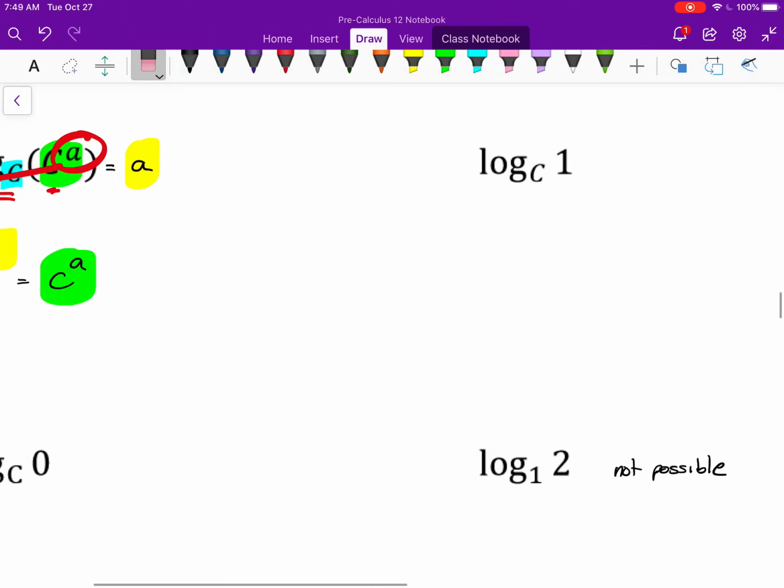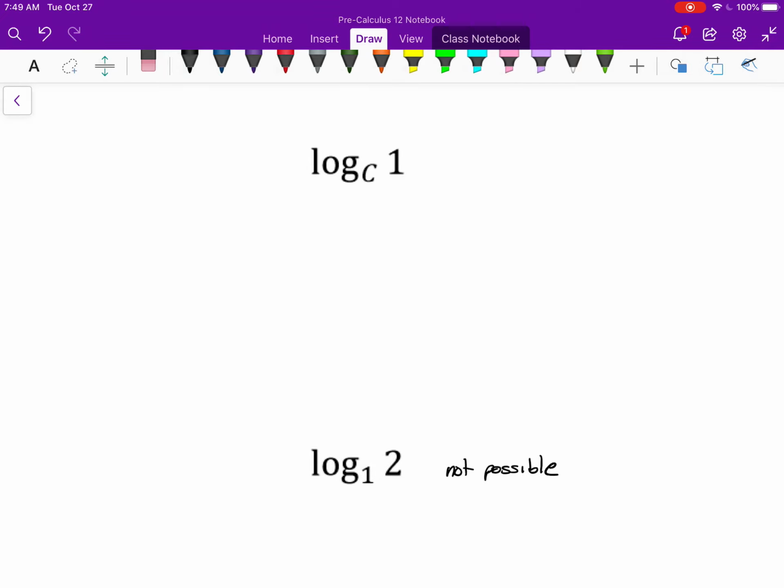With that said, let's look at this. Log base c of 1. So what does this mean? This means c to the power of something equals 1. So what's that something? Well, remember, anything to the power of 0 equals 1. So this must be 0, right? Anything to the power of 0, except for 0. But remember, you can't have a base of 0 anyways for an exponential and therefore a logarithmic function. So if we're dealing with logarithms, we're never dealing with a base of 0 anyways. And so anything to the power of 0 always equals 1.